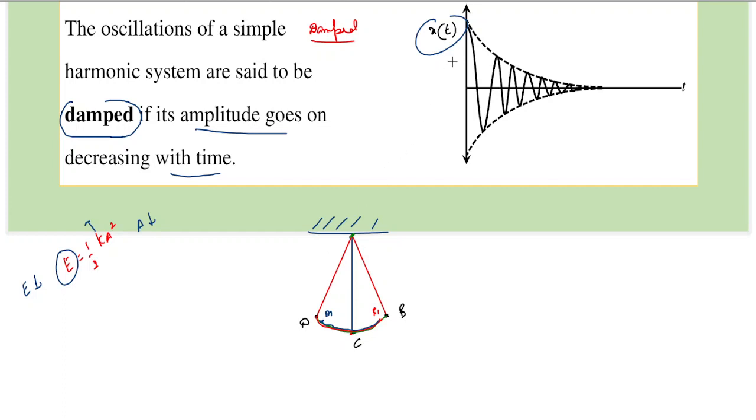A graph of displacement versus time is shown here. Each time the amplitude is decreasing. If we connect the edges of the amplitude, we get a curve like this. Such oscillations are called damped oscillations.